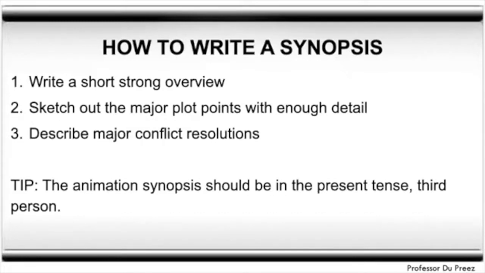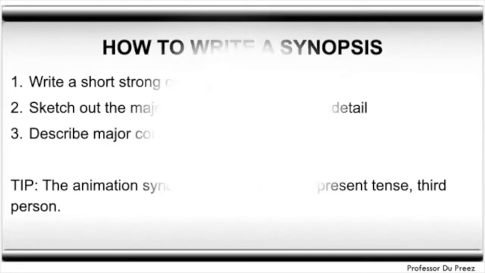Tip: write your synopsis from the third person point of view to maintain professionalism and narrative distance. I and you should never be used. Rather use he, his, she, her, they, or them or there.